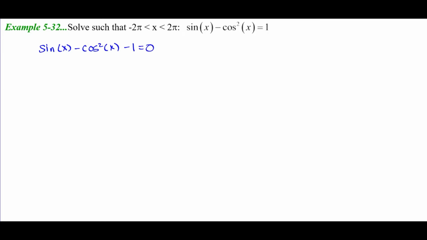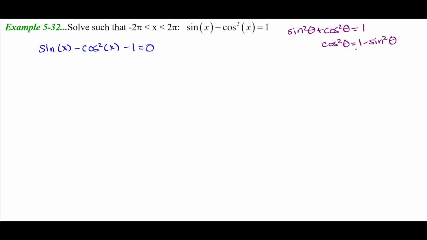Then remember, I have to do something so that I only have one function in there, either sine x or cosine x. With the squared on it, that's fine, but I can't have two different trig functions in there. So I'm going to think about my formula sheet, and I'm going to remember that the Pythagorean theorem says sine squared of theta plus cosine squared of theta equals 1. So if I get cosine squared theta by itself, cosine squared theta equals 1 minus sine squared theta.